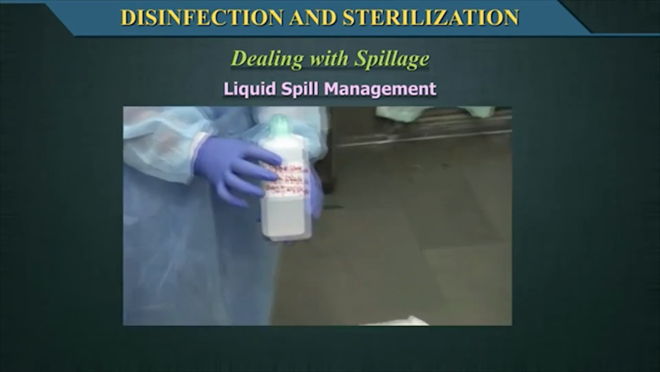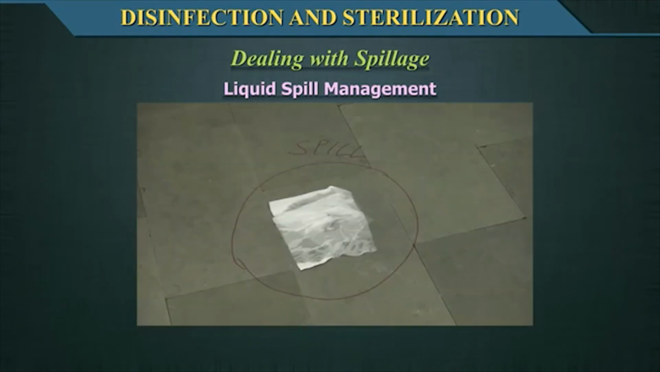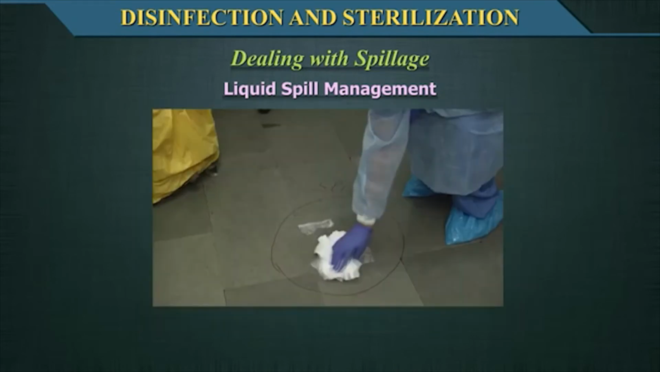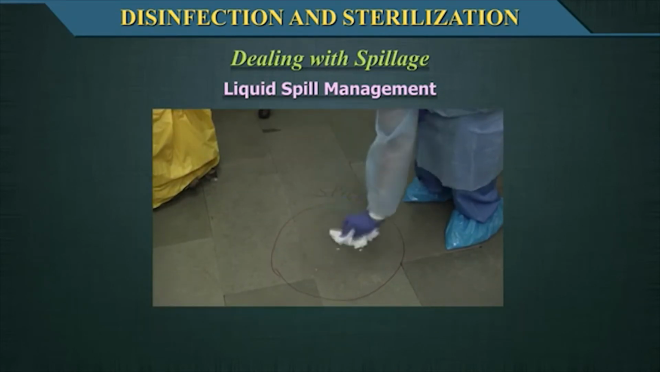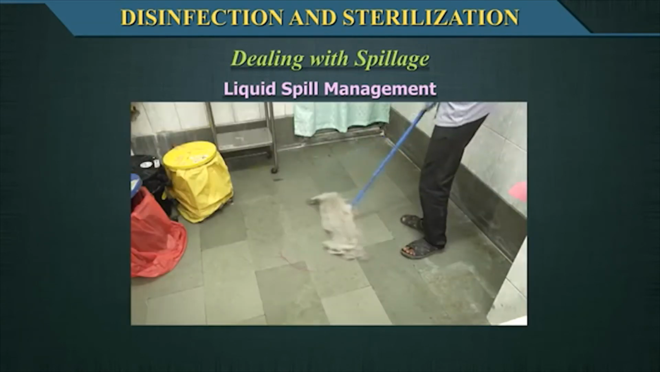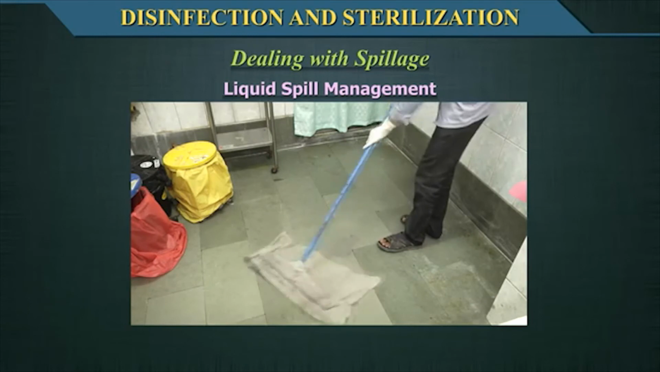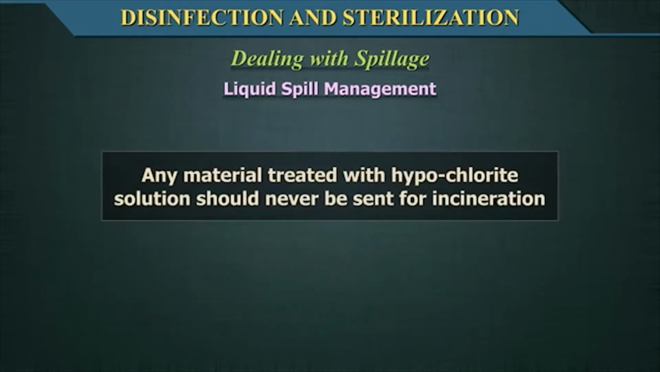Pour freshly prepared concentrated solution of sodium hypochlorite. Leave for 30 minutes for contact. Place all soiled absorbent material and contaminated swabs into a designated waste container. Then clean the area with gauze or mop with water and detergent with gloved hands. Any material treated with hypochlorite solution should never be sent for incineration.